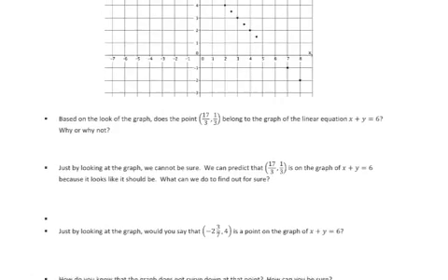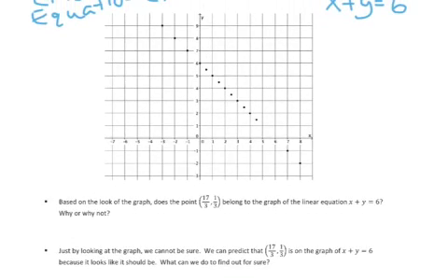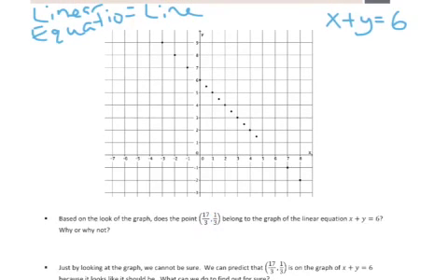The next question says, based on the look of the graph, does the point 17/3, 1/3 belong to the graph of the linear equation? Why or why not? So let's just look at the graph. 17/3, if you take 17 and divide it by 3 in your calculator, you're roughly going to get 5.6. And 1/3 roughly in your calculator is 0.3. So I'm going to actually graph this point. I'm going to estimate where 5.6, 0.3 would be, and it would be somewhere around there.